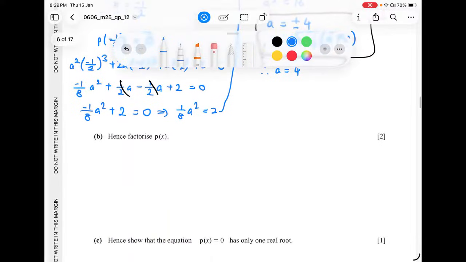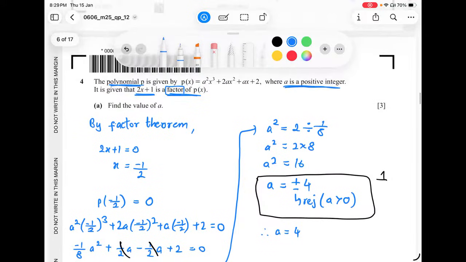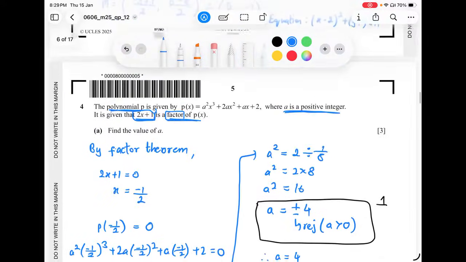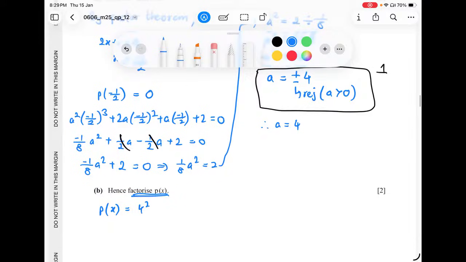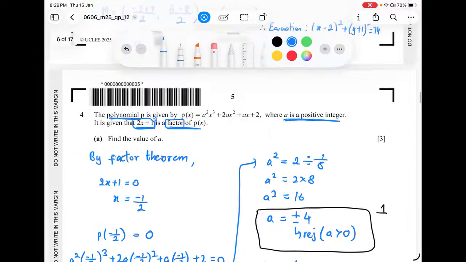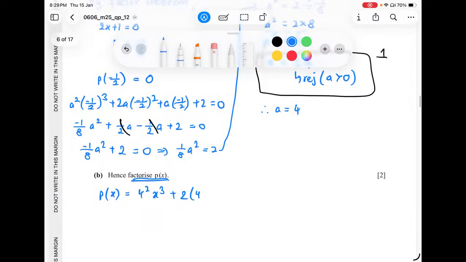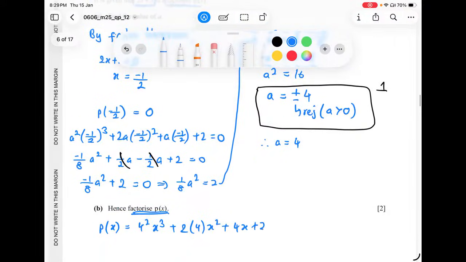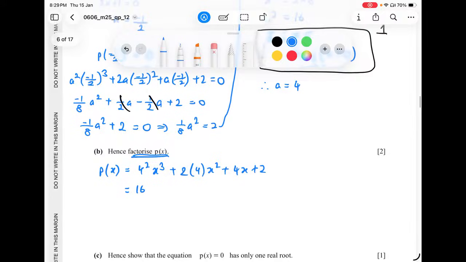So then let's go to the part B. So hence factorize p(x). So you know already one of the factors of p(x) is 2x plus 1. You can just substitute this to find the p(x) first. So the p(x) should be 4 squared x cubed plus 2 times 4 x squared plus 4x plus 2. So that should be 16x cubed plus 8x squared plus 4x plus 2.